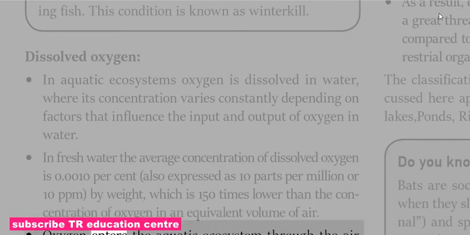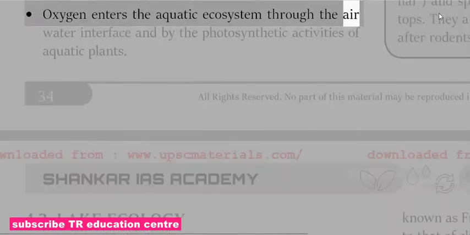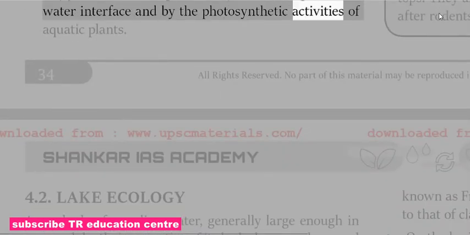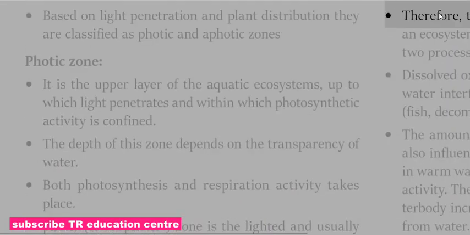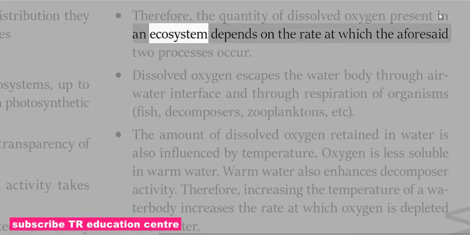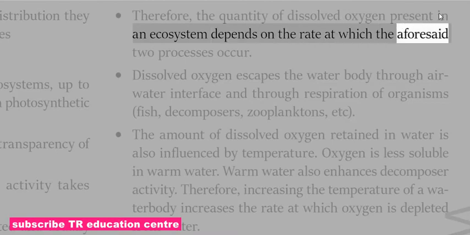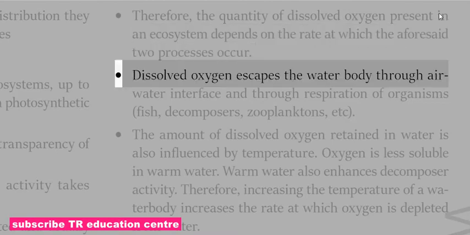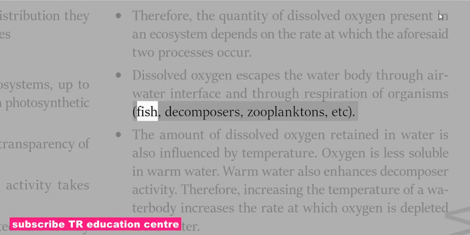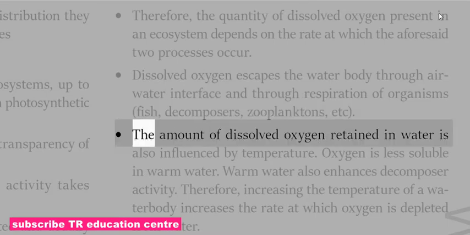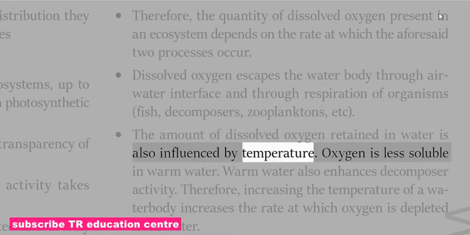Oxygen enters the aquatic ecosystem through the air-water interface and by the photosynthetic activities of aquatic plants. Therefore, the quantity of dissolved oxygen present in an ecosystem depends on the rate at which the aforesaid two processes occur. Dissolved oxygen escapes the water body through the air-water interface and through respiration of organisms, fish, decomposers, zooplanktons, etc. The amount of dissolved oxygen retained in water is also influenced by temperature.